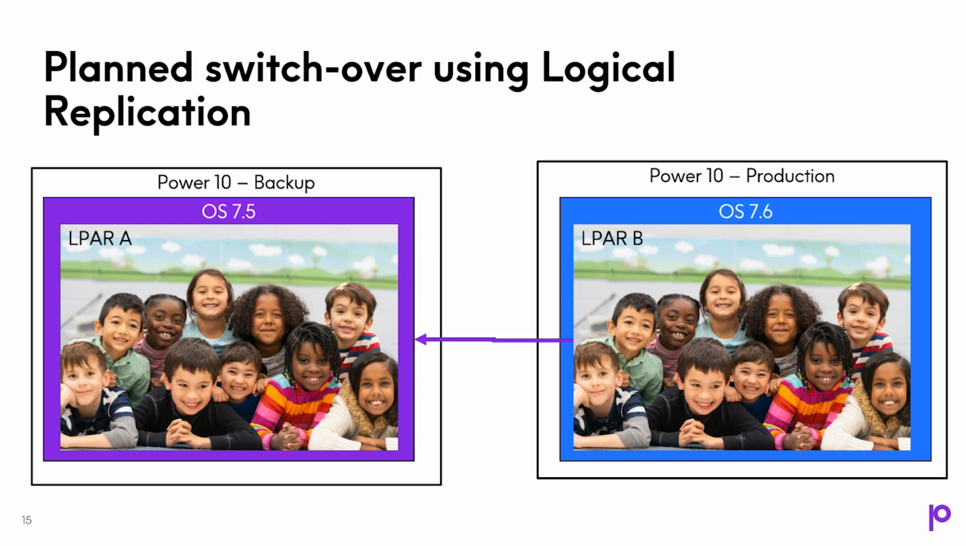And in this case, we're actually jumping an OS version. I just show that as an example. Of course, more often than not, you're going to be on the same OS level, but this is a way to minimize downtime. I'm going to talk more about that later when you do an OS upgrade. And so you're simply operating in reverse now. LPAR B is replicating to LPAR A.